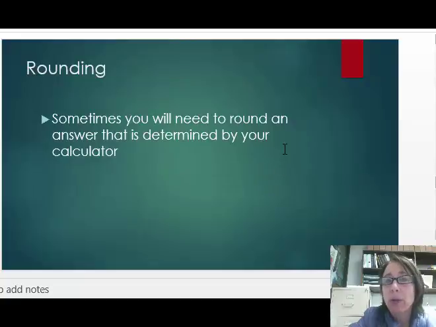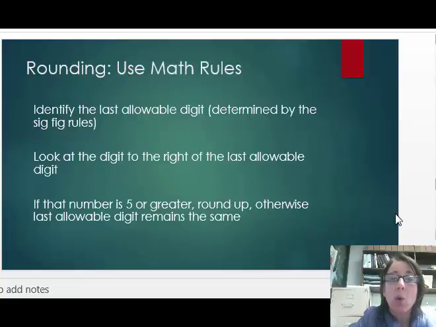You will often be required to round an answer that is determined by your calculator. When you need to round, use the rules you learned in elementary math courses. Identify the last allowable digit, which is determined by the sig fig rules, which we will get to. Look at the digit to the right of the last allowable digit, and if that number is 5 or greater, round up. Otherwise, the last allowable digit remains the same.